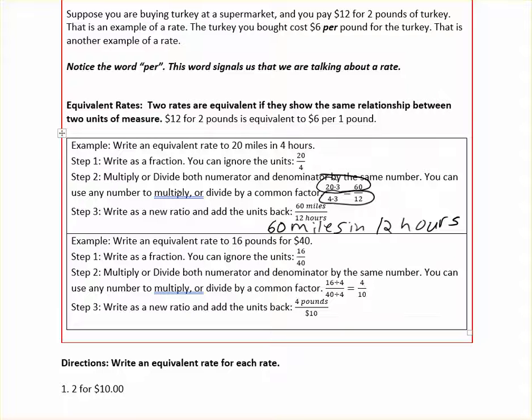There's another example with 16 pounds for $40. In this one, I decided to divide to get my equivalent rate. So I started by writing it like a fraction right there. Then I decided to divide both of them by 4. So I took 16 divided by 4 and got 4, and 40 divided by 4 and got 10. So my new ratio would be 4 pounds over $10, or 4 pounds for $10. If you want to write it in words, you can do that as well.